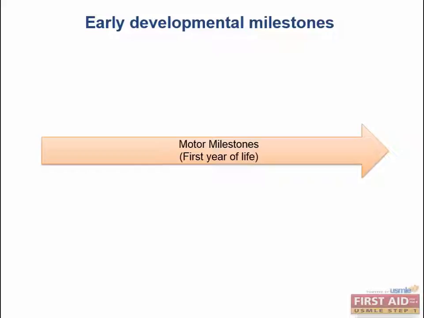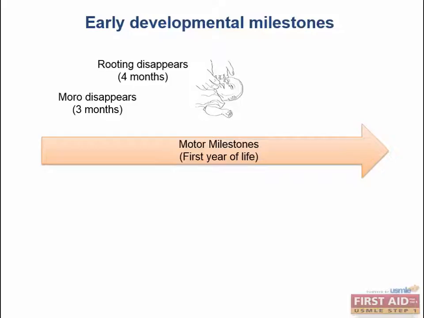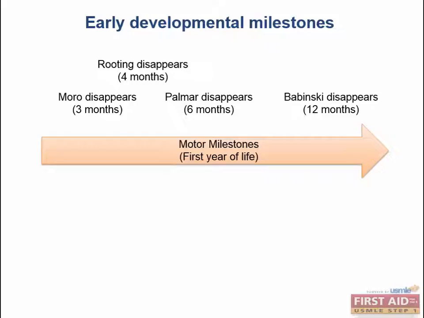Motor milestones in the infant age group include appearance of the Moro reflex, which disappears by 3 months. Similarly, the rooting reflex will disappear around 4 months, which is a reflex to help babies find the mother's nipple. The palmar reflex disappears around 6 months, and the Babinski reflex disappears around 12 months. Other motor milestones are also starting to appear.